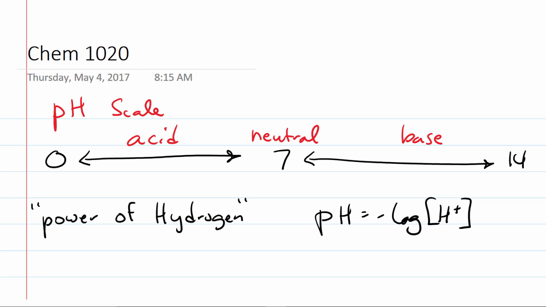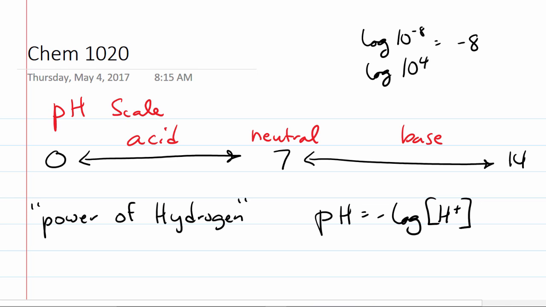Now logarithms, and this is where the term power of hydrogen comes from. Logarithms is a value that if we were to look at something like this, if we want to know what the logarithm is of 10 to the negative 8th, the logarithm of 10 to the negative 8 is, help me out, negative 8. The logarithm of 10 to the 4th is equal to 4. So that means the logarithm of 10 to the x is equal to x. Okay, so these are some very simple values of logs.